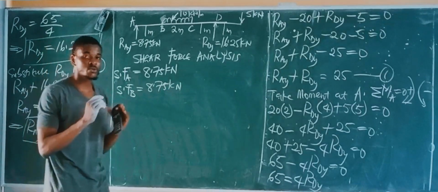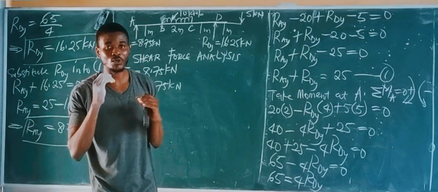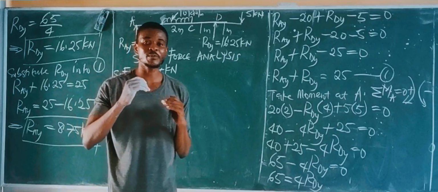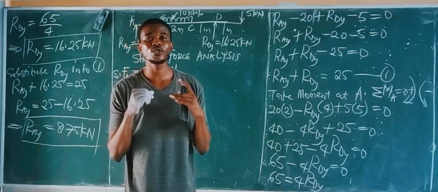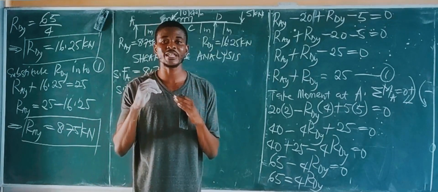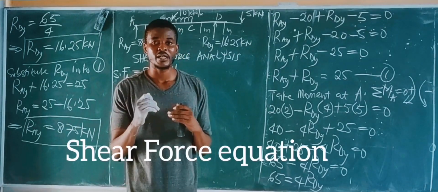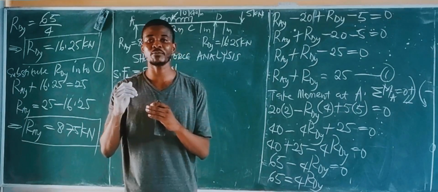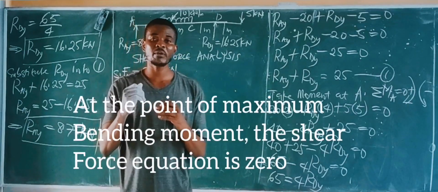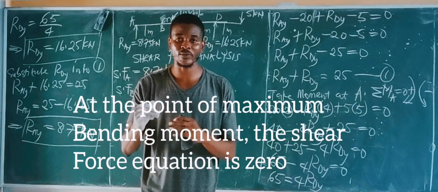Now something happens between B and C. There is what is called a uniformly distributed load. Because of this UDL, it's now going to lead us to form what is called a shear force equation. The essence of the shear force equation is to be able to determine the point of maximum bending moment. At the point of maximum bending moment, the shear force equation is 0.